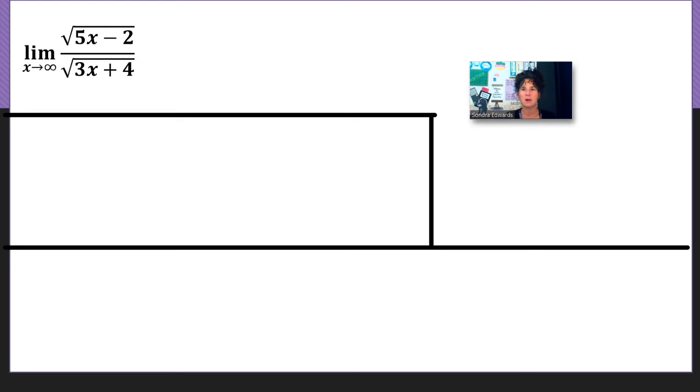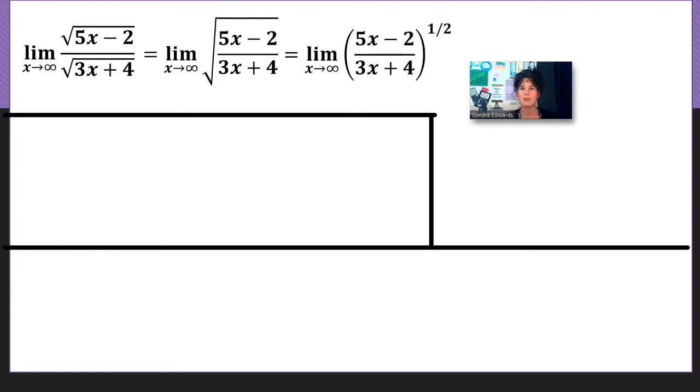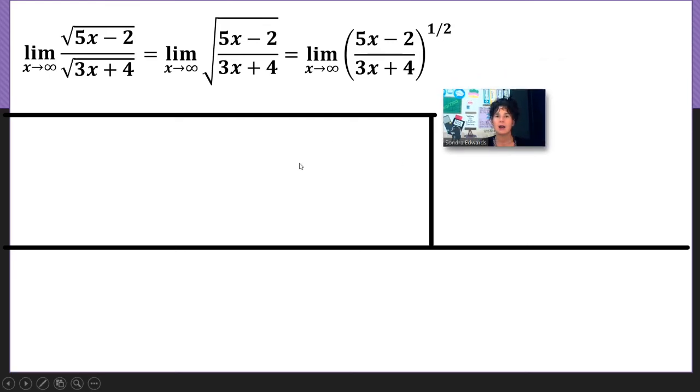If you have a square root of a fraction, then that's equivalent to the square root of the numerator over the square root of the denominator. So I'm going to undo that and have the square root of a single fraction. Now technically, a square root is the same thing as to the power of 1/2. So if this is to the power of 1/2, then using those rules, we can find the limit as x goes to infinity of the fraction, and then after the fact, apply the exponent 1/2.